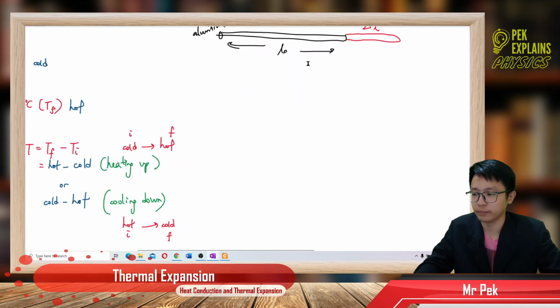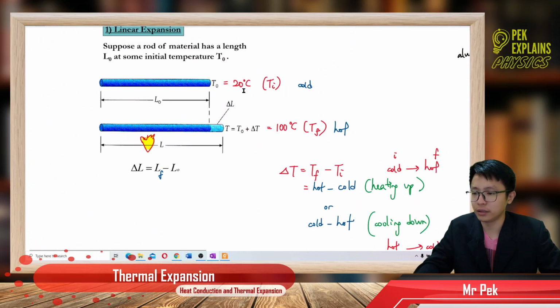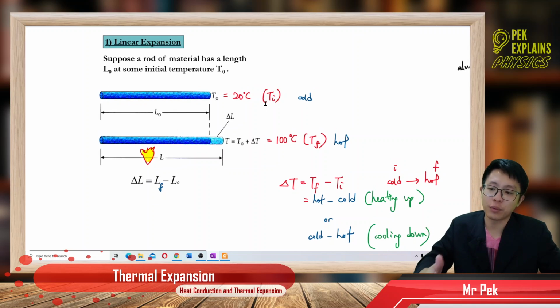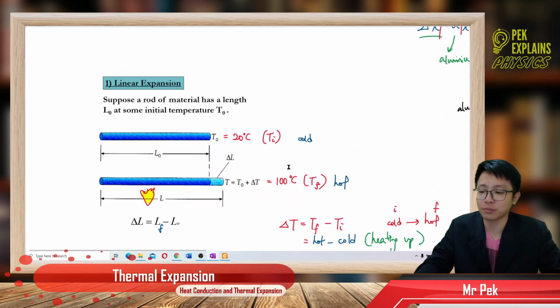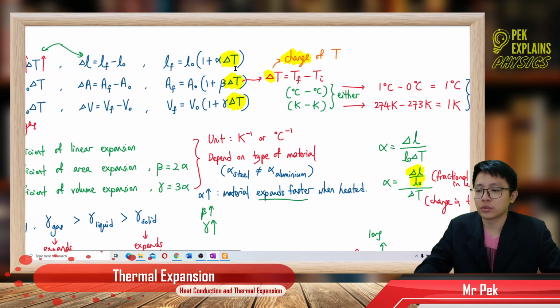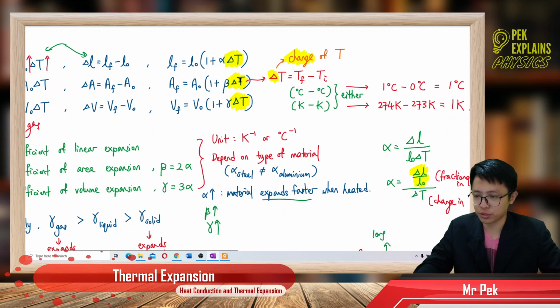I talked about the change in temperature. I heat the rod from 20 to 100. That involves a change in temperature. The length only expands when there is a difference in temperature. That means you must heat it up, then only can it expand. If you don't heat it up to a higher temperature, it won't expand. You must heat it up to a different temperature, then only it will expand.